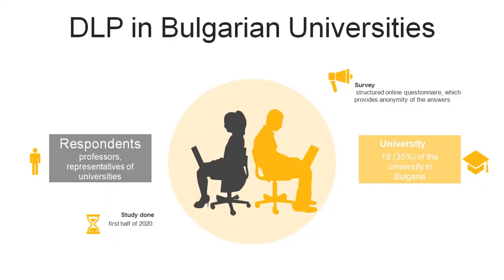In order to check all the hypotheses and points we argue upon in this paper, we have done a study among Bulgarian universities in the beginning of this year, and we have asked representatives of universities, professors, and administrative personnel to answer a structured online questionnaire, providing their anonymity. And as you can see, in the study, 35% of all universities in Bulgaria took part.